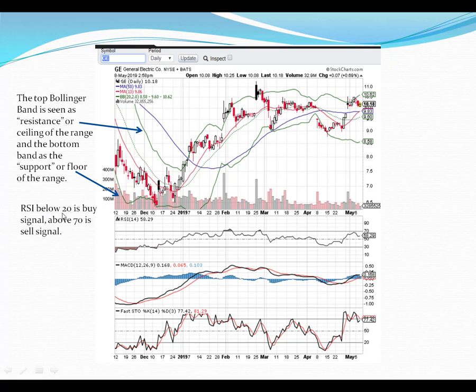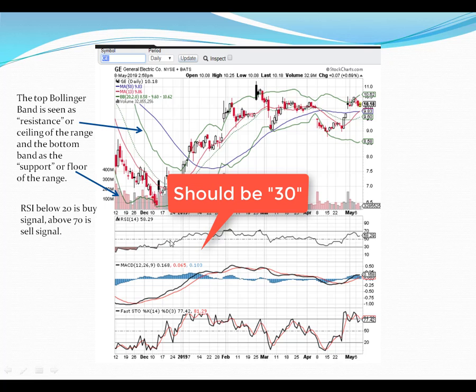So, looking for additional indicators to confirm our thinking. The relative strength indicator, when this value is below 20, which it is on this line, this is the 20 line. This is bearish territory. When the indicator starts to go above the 20 line, we're in bullish territory. When we get above the 70 line, that is a sell signal. So this is a relative strength indicator.